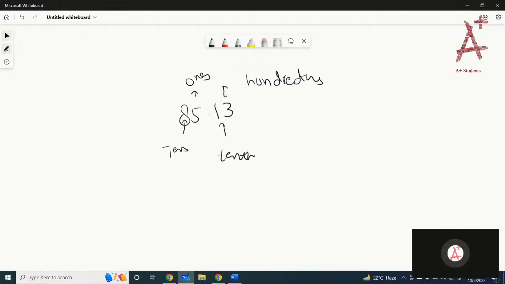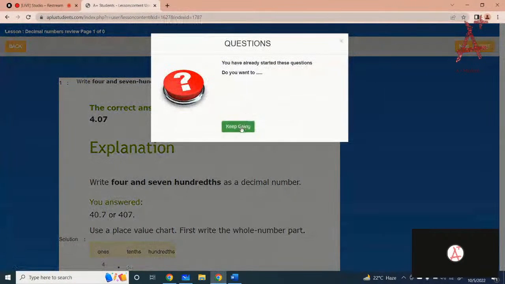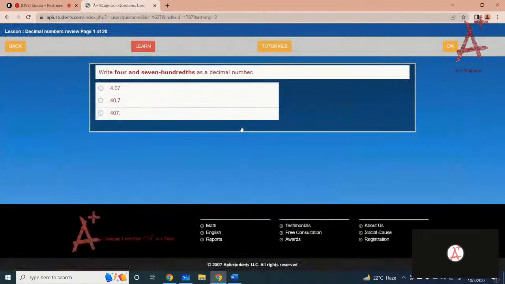Okay, on the top right corner, you have a test button. Let's start with the test. Write 4 and 7 hundredths as a decimal number. So which option is the correct one? First one, second one, or third one?